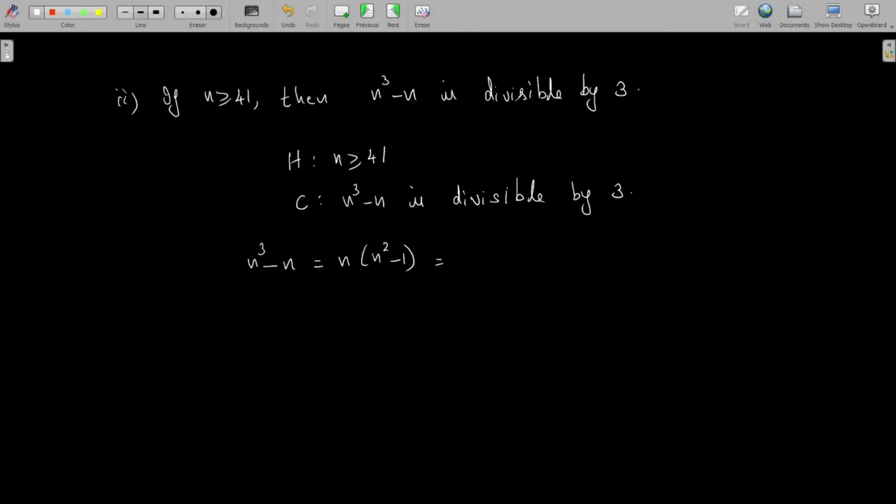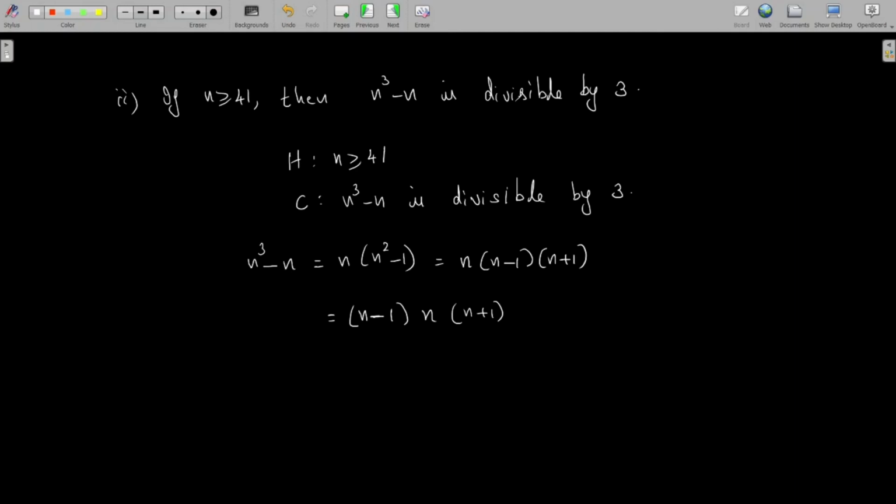Factorizing n square minus 1, it is of the form a square minus b square. So we can factorize it as (n minus 1) into (n plus 1). So it becomes n into (n minus 1) into (n plus 1). Rearranging the terms, I can write it as the product (n minus 1) into n into (n plus 1). This is a product of three consecutive integers, n minus 1, n and n plus 1.